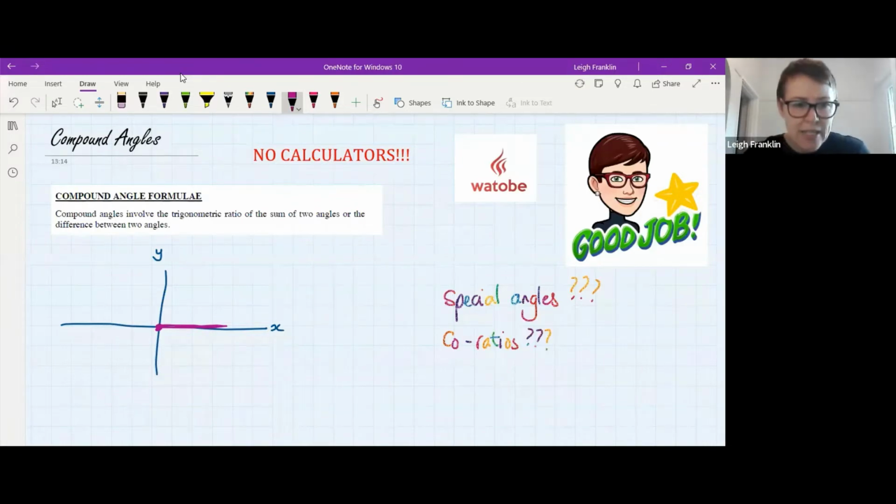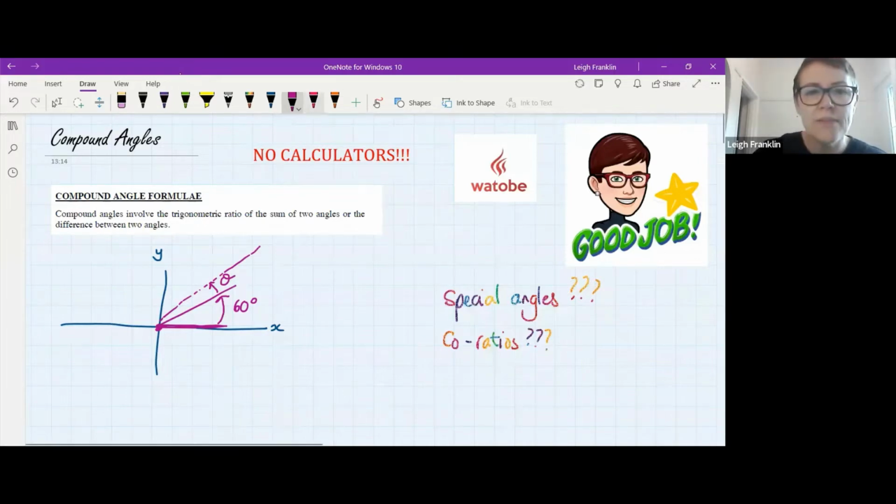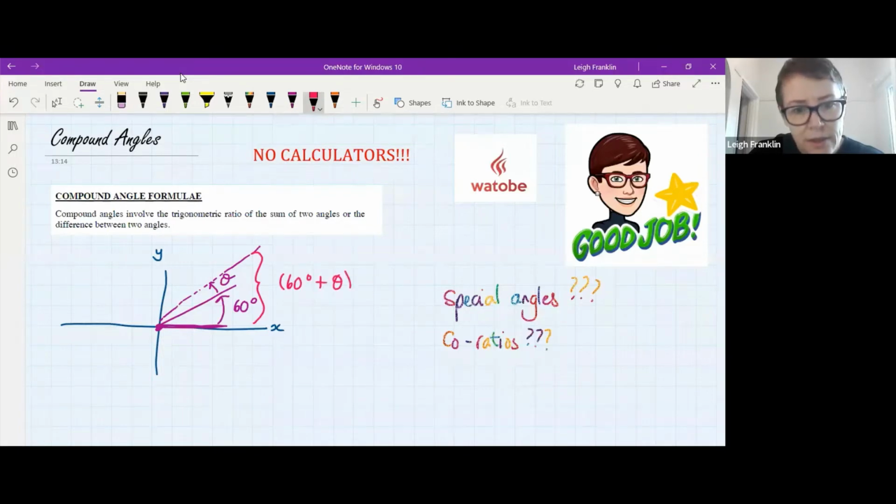And let's pretend my terminal arm swings up and now it's sitting over here, all right? And what I had done is I had gone 60 degrees in this direction. Let's pretend I now go a little bit further. My terminal arm is now going to come to rest over here. Let's say I went theta degrees forwards as well. Then I would say that the entire size of this angle over here would be 60 plus theta. That is a compound angle. Okay, so it's the sum of two smaller angles. It can also be the difference, right?